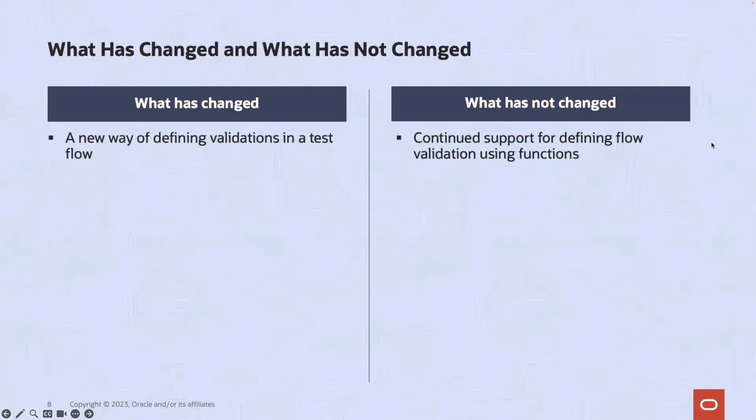Let's look at what has changed and not changed as a result of this change. Now first, let's look at what has changed. A new section has been added under the post validation section within the test data page for a flow component step. A new graphical user interface has been provided so you can specify the attributes to define a validation. And let's look at what has not changed. The existing method of defining test flow validations using functions will continue to be supported. These will work alongside the condition-based validations.